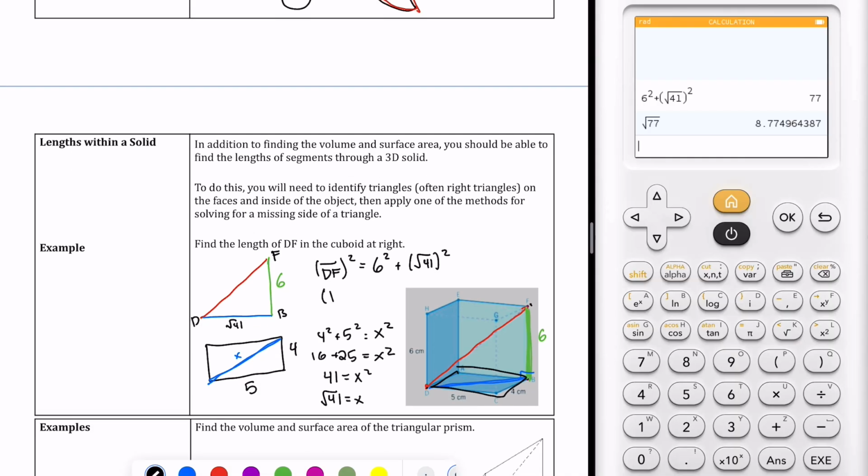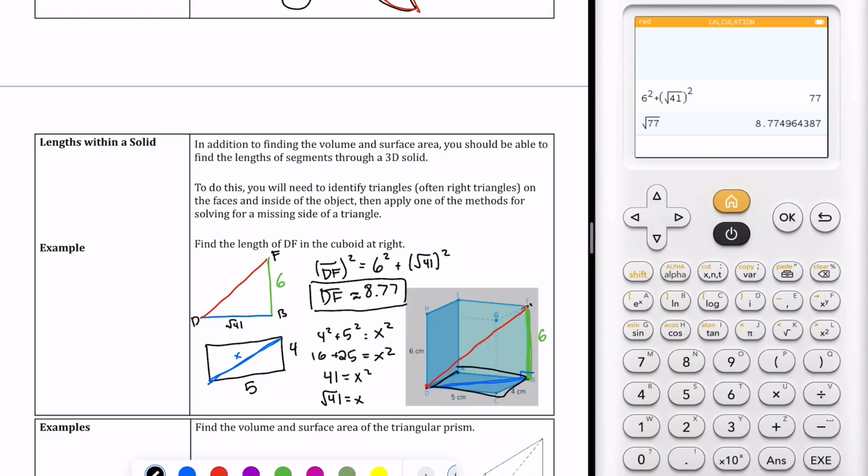So the length DF equals 8.77, or really it's approximately that because we rounded. All right, so there we go for that one.